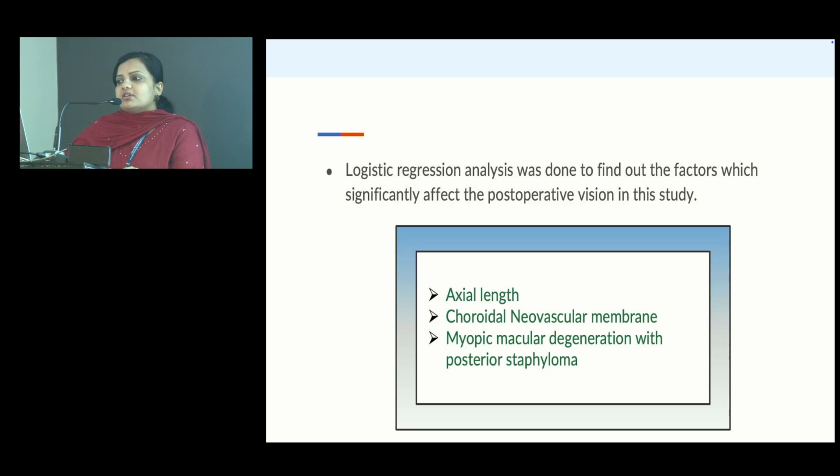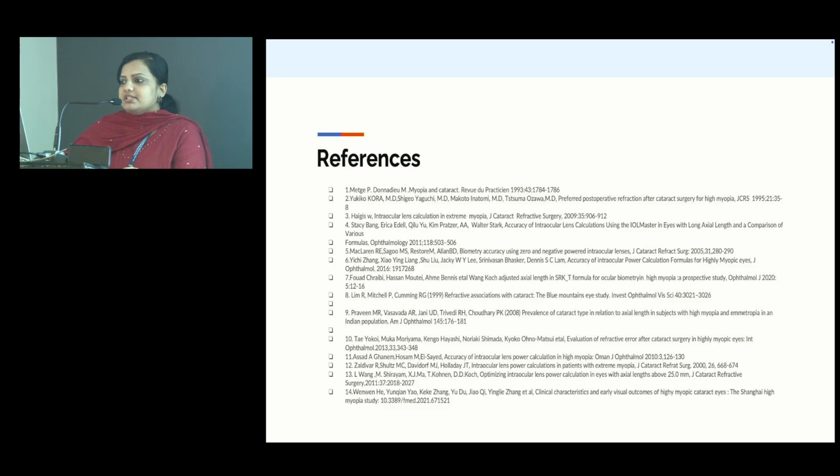We also did a logistic regression analysis to find out the factors which significantly affect the postoperative vision in the study, and we found that axial length, choroidal neovascular membrane, and myopic macular degeneration with posterior staphylomas were related to the low postoperative visual acuity. These are my references.